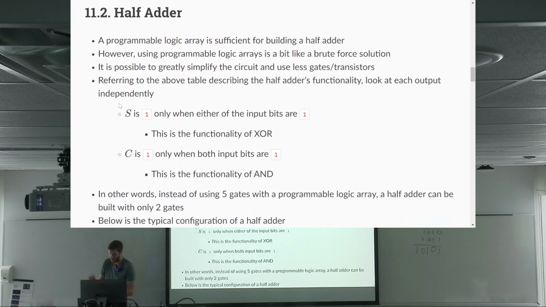So what did I say here? Programmable logic arrays are sufficient. However, it's kind of like a brute force solution. Nothing wrong with it, but at this stage, you're always kind of left going like, can we do better? Brute force, it's kind of ham-fisting a solution, right? It is possible to greatly simplify the circuit and use fewer gates, transistors, which is always a good optimization.